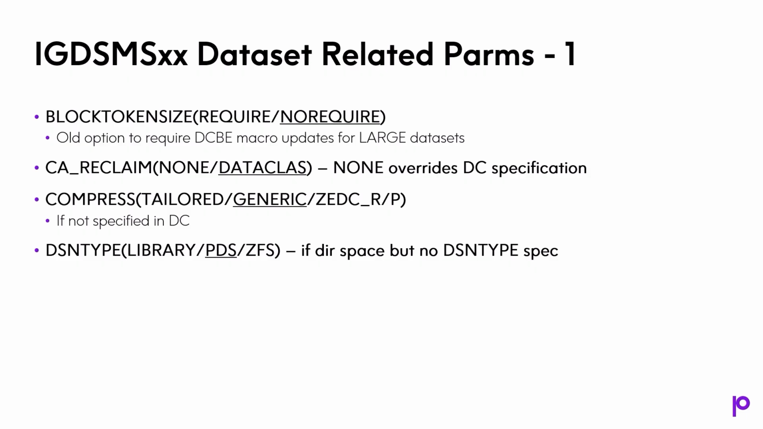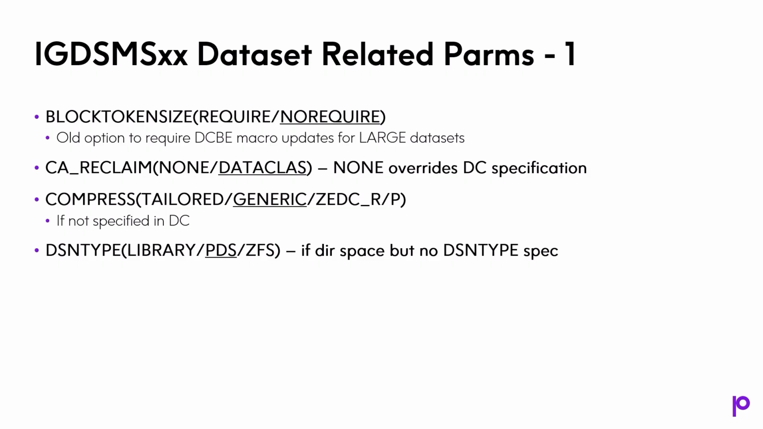CA reclaim, do I want to reclaim unused control areas? Usually you want to set that in the data class, and so that's the default. In terms of compression, what's my default type of compression if I didn't specify it in the data class? Do I use tailored or generic, or do I use the zEDC?